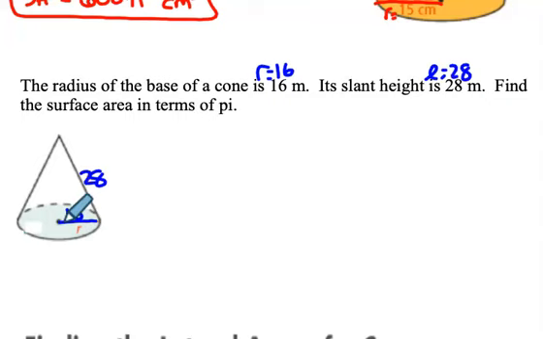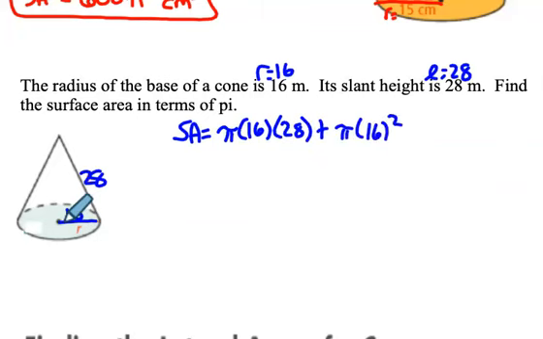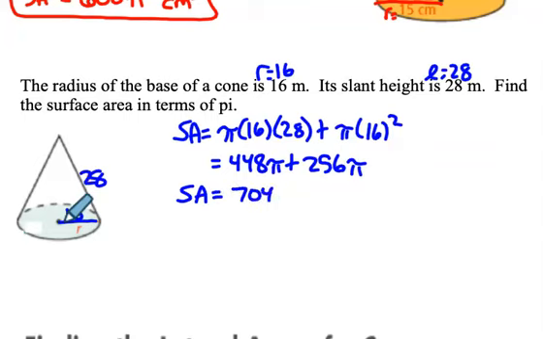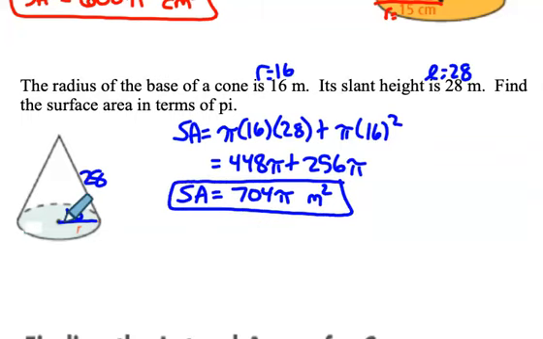and we just need to do pi r L plus pi r squared and go from there. So the surface area, in terms of pi, is pi times r times L plus pi times r squared. Okay, so 16 times 28 is going to give us 448 with a pi after, plus 16 squared is 256. So our surface area, when we add these, we just do the 448 plus the 256. We leave pi out of the calculator, and we just put it at the end. So 704 pi. This is in square meters, and we are done.